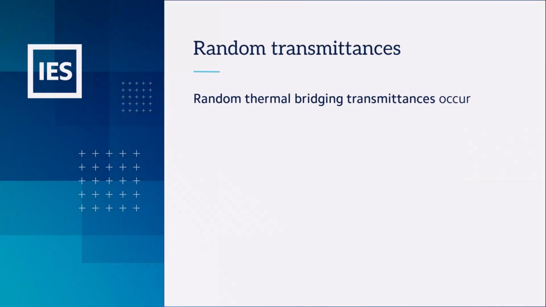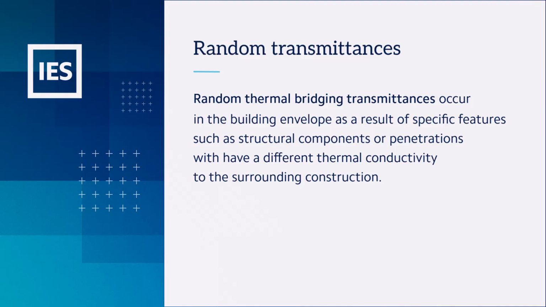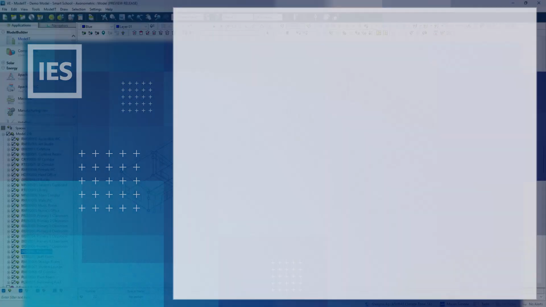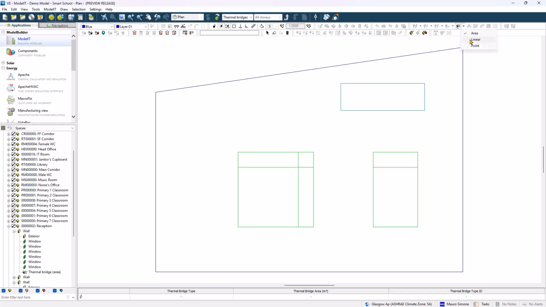Random thermal bridging transmittances occur in the building envelope as a result of specific features, such as structural components or penetrations, which have got a different thermal conductivity to the surrounding construction. Random transmittances can be defined as area, linear, or point types to reflect the design detail. We need to switch to Model It to add these to the geometry at surface level, as area, linear, or point types.